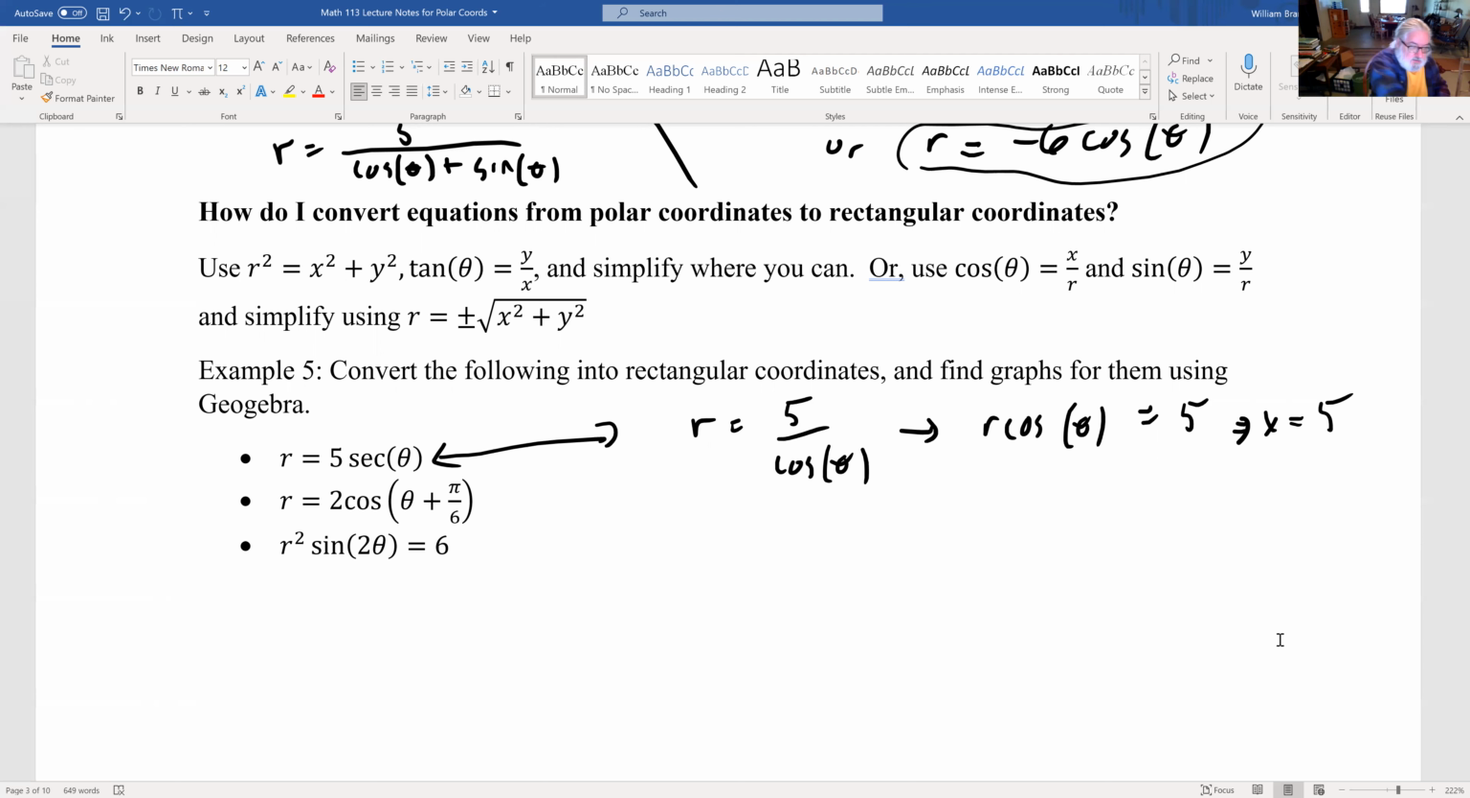So that's r equals 5 secant theta. Next: r equals 2 cosine of theta plus pi over 6. What's an xy equation for that?